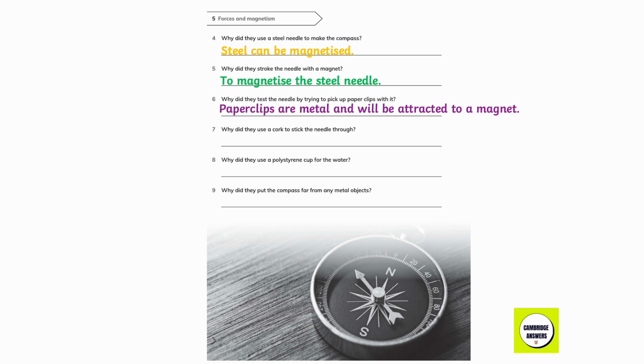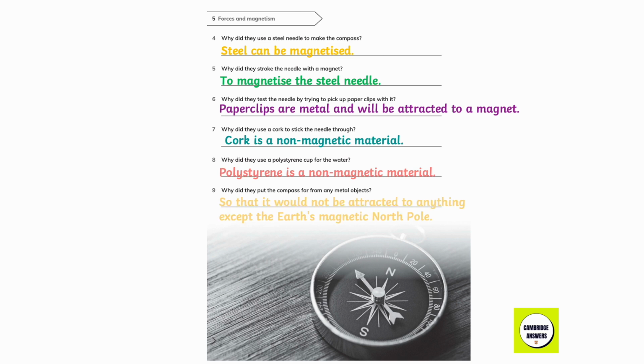Why did they use a cork to stick the needle through? Cork is a non-magnetic material. Why did they use a polystyrene cup for the water? Polystyrene is a non-magnetic material. Why did they put the compass far away from any metal objects? So that it would not be attracted to anything except the Earth's magnetic north pole.